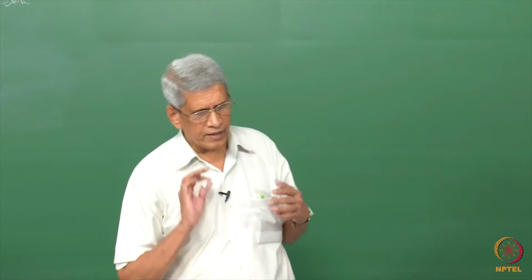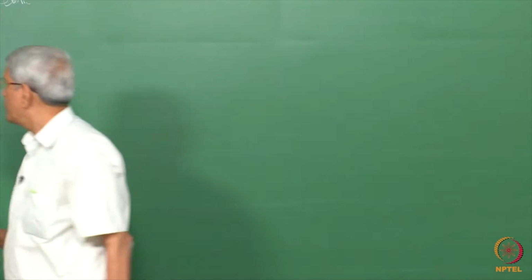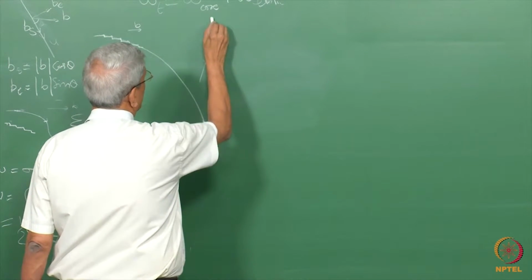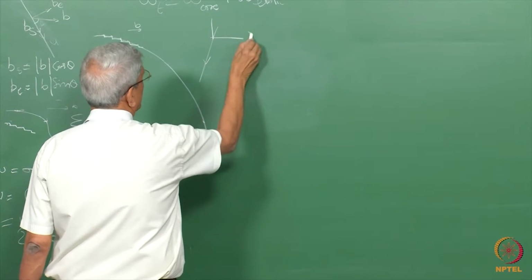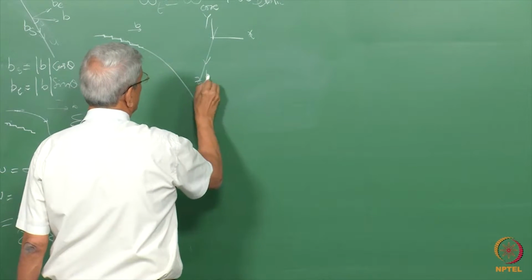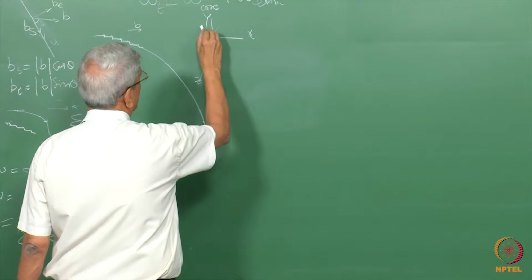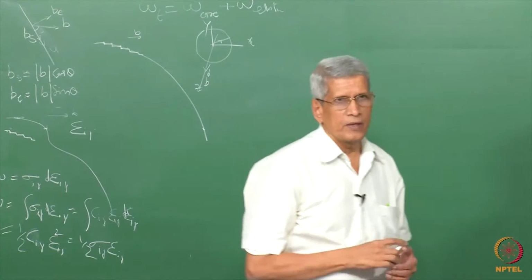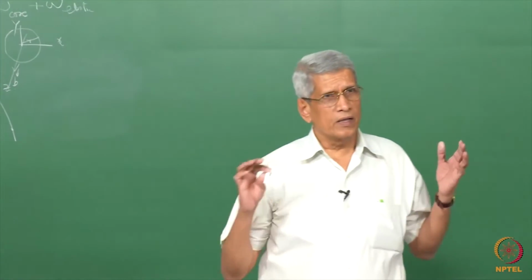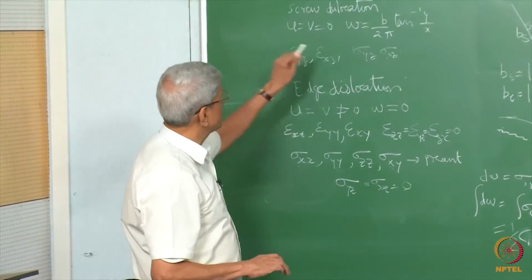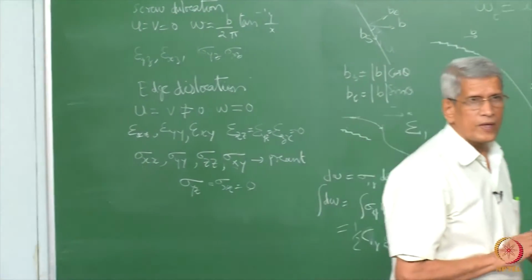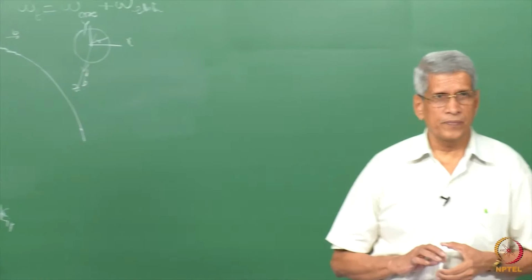elastic energy? Let us take the case of a screw dislocation, which is very easy to do. In the case of a screw dislocation, around the dislocation, if we choose a coordinate system x, y, z, Burgers vector b is in this direction. So at a distance r from the core of the dislocation, the stress fields which are present are sigma yz and sigma xz, correct? These are the only two stress fields which are present.